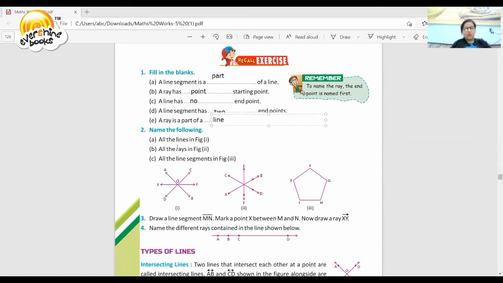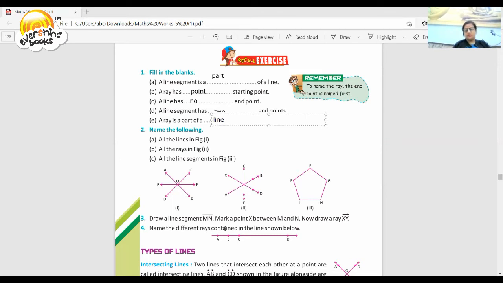Now, name all the lines in Figure 1. Figure 1 shows lines that extend indefinitely, like A, B, C, D, E, F, and this O is a point. You will write the names like this. Now draw the line segment. A line segment has a definite measurement.